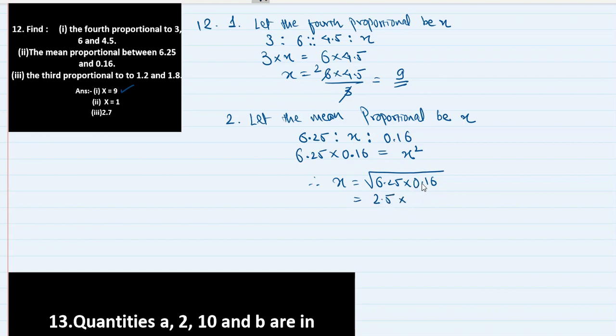The square root of 6.25 is 2.5. The square root of 0.16 is 0.4. So 2.5 multiplied by 0.4 will be 1. I'm sorry, this will be 0.1. Why is the answer 1? It should be 0.1.